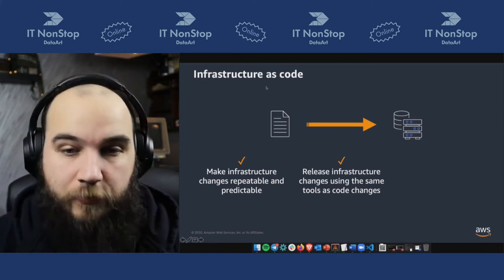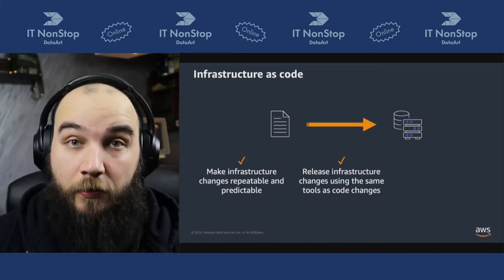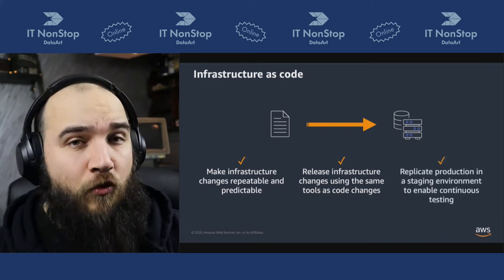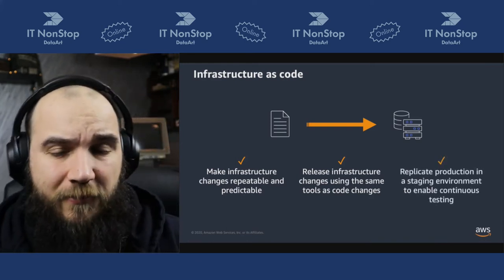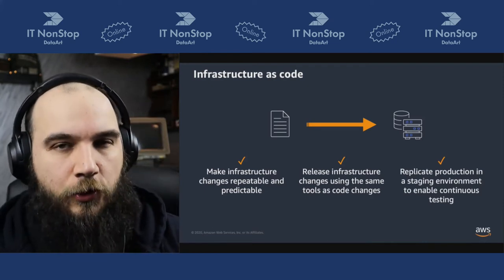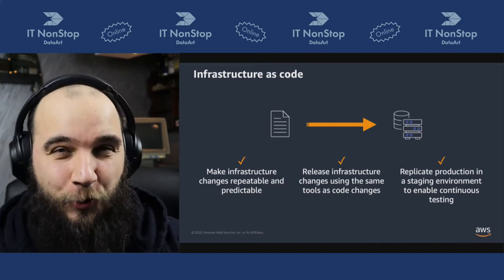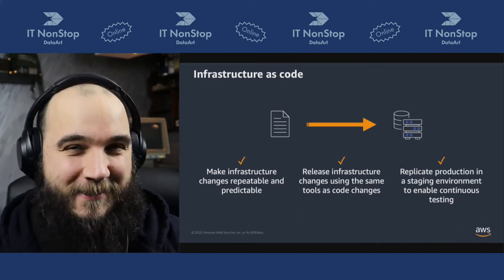Okay, so back to this. It gives you the ability to use the existing tool chain, tool sets to build your infrastructure. And finally, replicating infrastructure across different environments, development, staging, is also very key and very difficult to do without infrastructure as code. Hence, it is really great to do it through IaC.